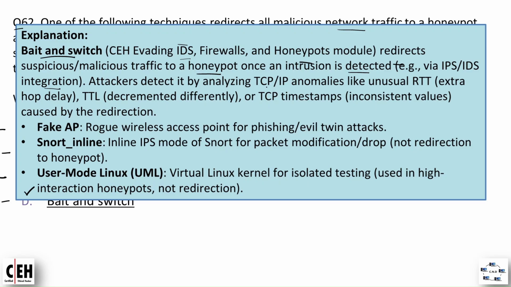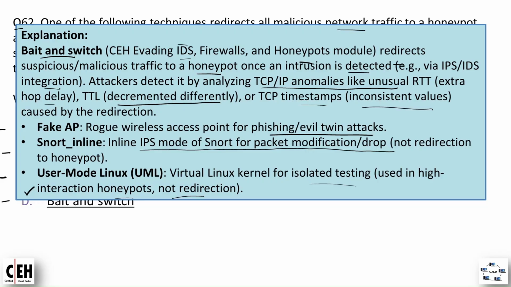Attackers detect it by analyzing TCP/IP anomalies like unusual RTT, that is extra hop delay, TTL, that is decremented differently, or TCP timestamps, inconsistent values caused by the redirection. Fake AP or rogue wireless access point is for phishing and evil twin attacks. Snort inline is the inline IPS mode of Snort for packet modification and drop, not redirect to honeypot. And User Mode Linux, UML, is a virtual Linux kernel for isolated testing used in high interaction honeypots, not redirection.